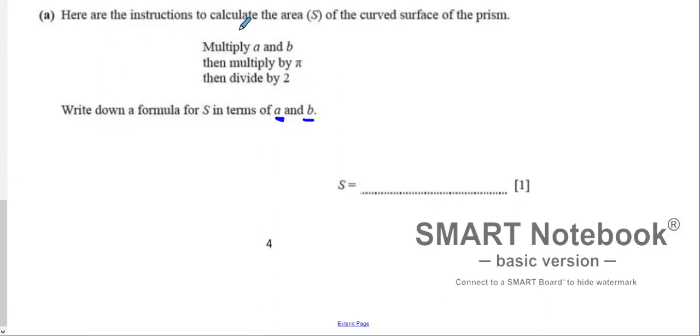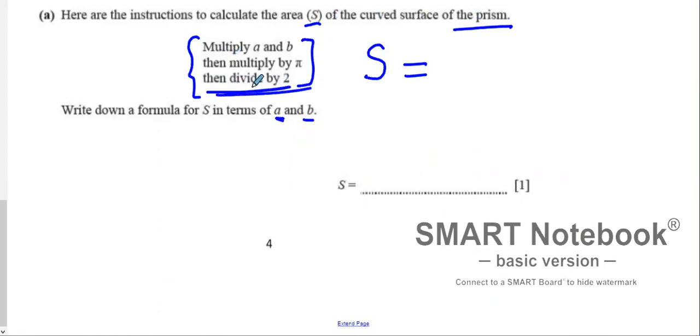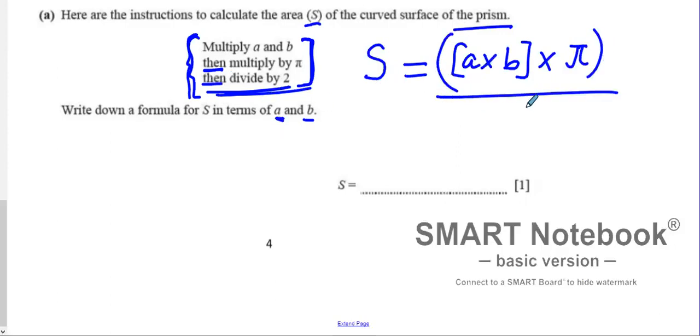So S stands for the area of the curved surface. Now the instructions to work out the area of a curved surface is take A and B, multiply them. So multiply A and B. Then means put brackets. So A times B in brackets, then multiply by pi. Then the whole thing you need to divide by 2.